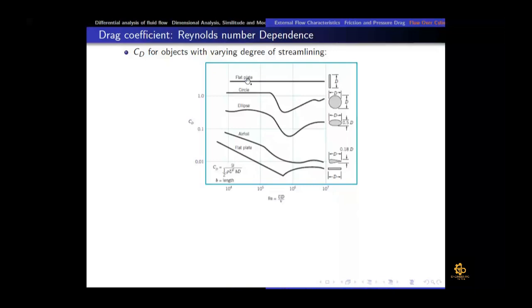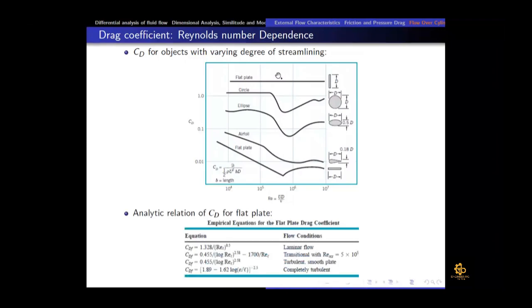So that is the reason we want to make our vehicles or aeroplanes in a streamlined body, so that drag force would increase linearly with the Reynolds number rather than to the square power of Reynolds number, as in the case of semi-blunt bodies or blunt bodies. So I hope that this was of any help.